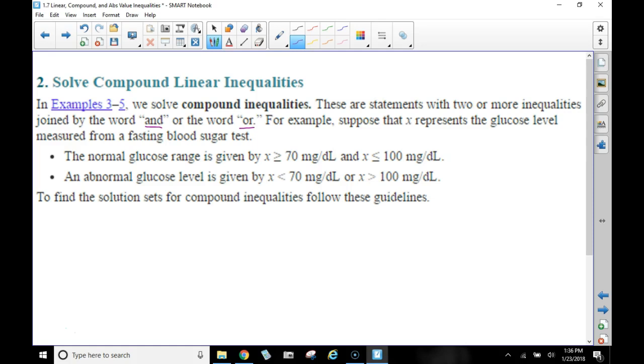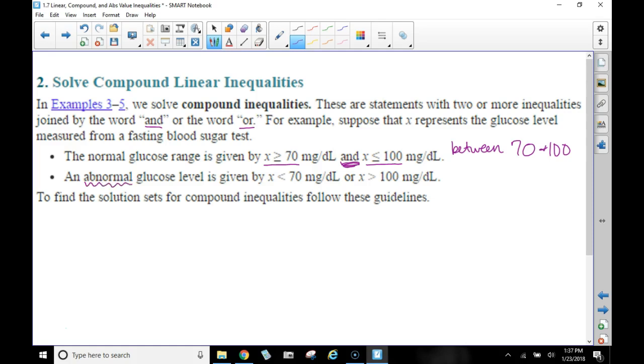They say a normal range on the glucose test is given by your score X is greater than or equal to 70, okay? And X could be less than or equal to 100. And so basically what this means is that it's somewhere between and including 70 and 100. So if your score is somewhere in there, you are in the normal glucose range.